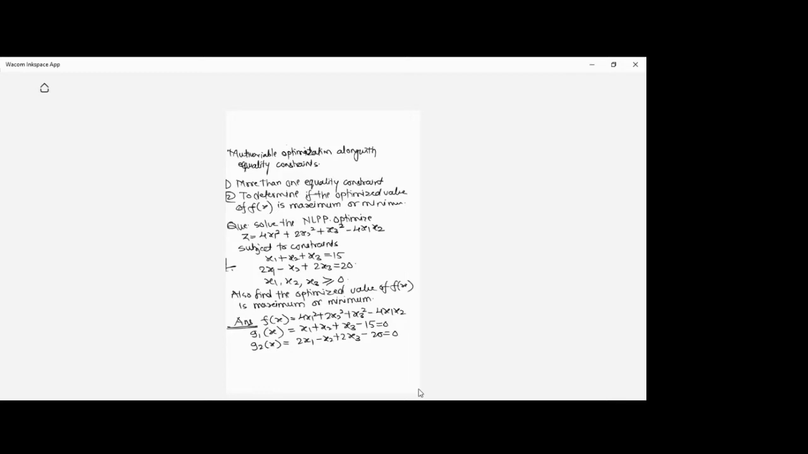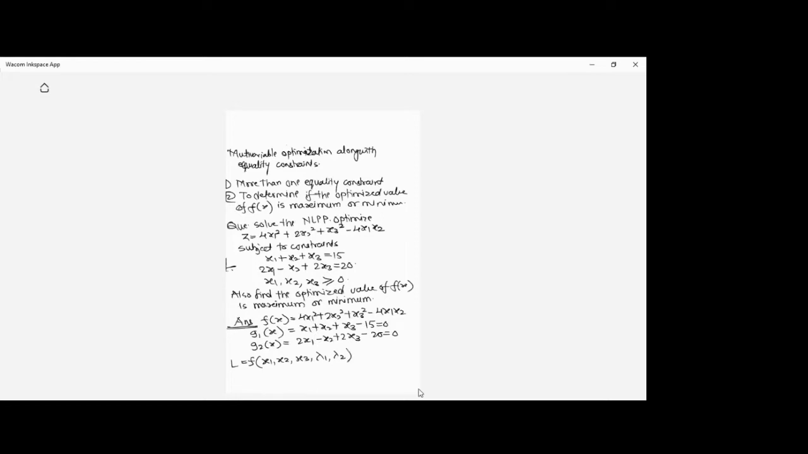Now we are going to frame the Lagrangian function. It is given as a function of x1, x2, x3. Yesterday we had only one constraint, so we used only one Lagrange multiplier, lambda 1. But now here there are two constraints, so we are going to use two Lagrange multipliers, lambda 1 and lambda 2, right?